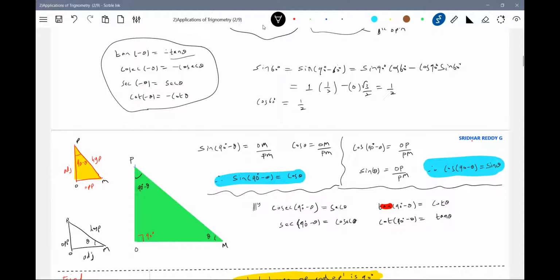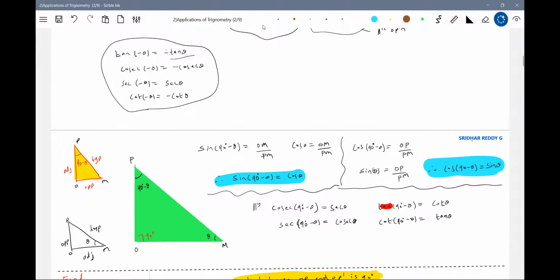You are finding this difficult, so I'll take an example. Sine of 90 minus theta degrees. Let theta equal 30 degrees. Sine of 90 minus 30, how much do you get? Sine 60, which is equal to root 3 by 2. Similarly, theta equals 30 degrees, so cos theta is cos 30 degrees.